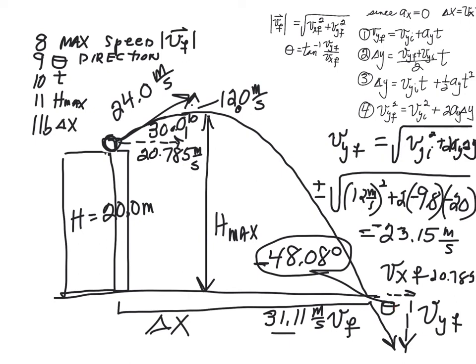It should be bigger than 45 degrees, and I'm getting 48.08 degrees negative. So these results make sense physically, so I'm going to go with it. Okay, now the last three things: the time of flight, the maximum height, and this extra thing, the distance. So let's find the time of flight.